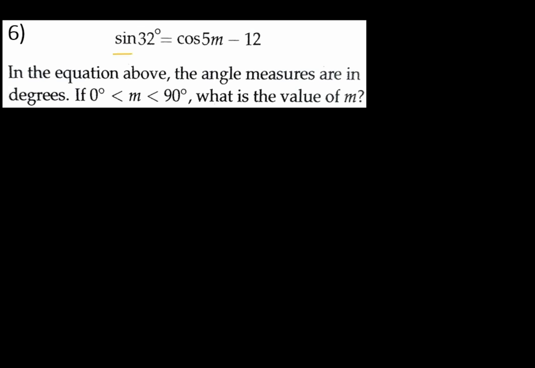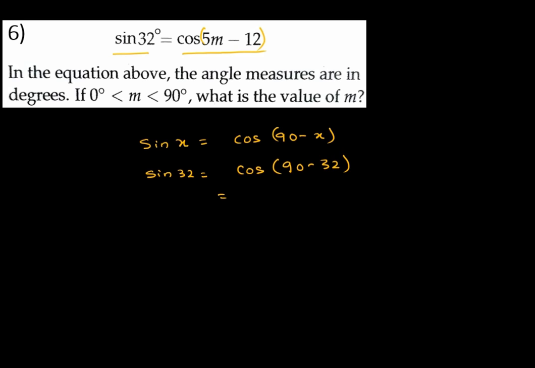Over here you have sine of 32 degree equals cos of 5m minus 12. So this is a single term. Now as we know, sine of x is equivalent to cos of 90 minus x. So sine 32 can be expressed as cos of 90 minus 32, that is equivalent to cos of 58 degree. Now as sine of 32 degree is equal to cos of 5m minus 12, you can say cos of 58 degree will be cos of 5m minus 12.